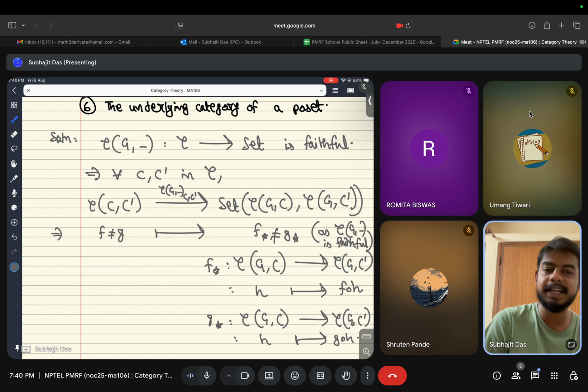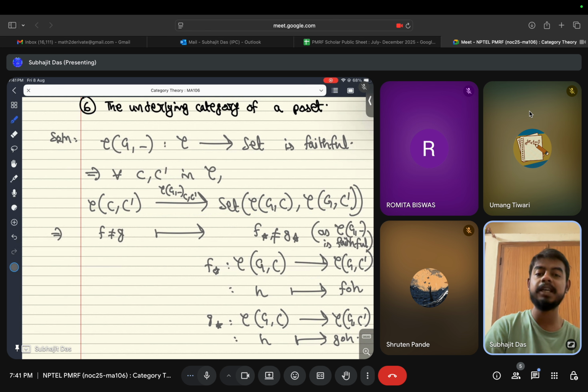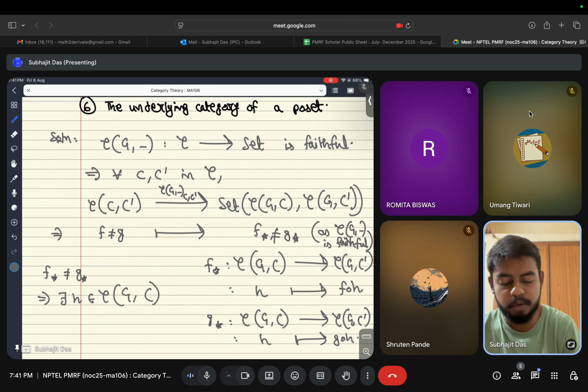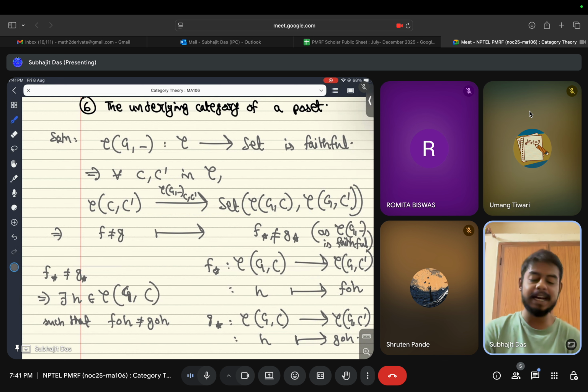What does it mean to say F star is not equal to G star? This means that these two maps F star and G star are unequal, which means that there is some element in their domain at which they don't agree. So F star not equal to G star implies there exists some H in C(G, C), their common domain, such that F composed with H is not equal to G composed with H. That is, F star applied on H is not equal to G star applied on H, which means F composed with H not equal to G composed with H.